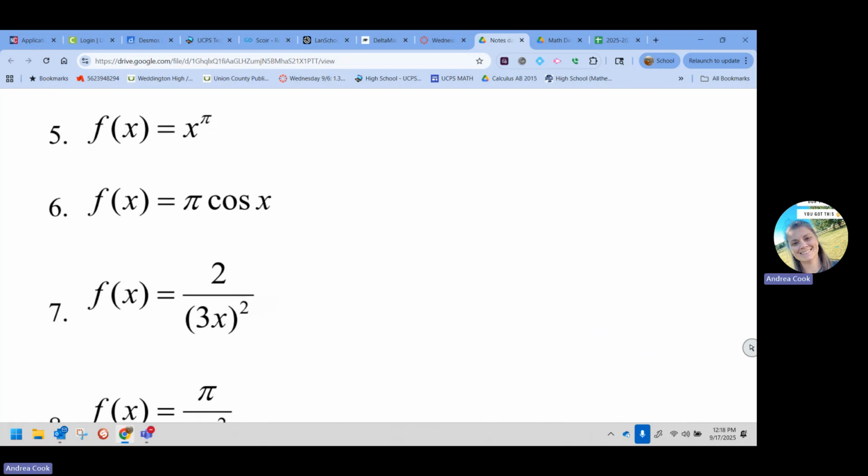Okay, question number 5. It looks a little bit weird because of the pi symbol. Remember, pi is a number, 3.14. But instead of writing out all the decimals, we're just going to leave it as the pi symbol. So I bring the power to the front as a coefficient, and it'll be pi x. And I subtract 1 from the power, pi minus 1. Instead of putting 2.14159 up there, just put it as pi minus 1. Bring the power in front, subtract 1 from the power.